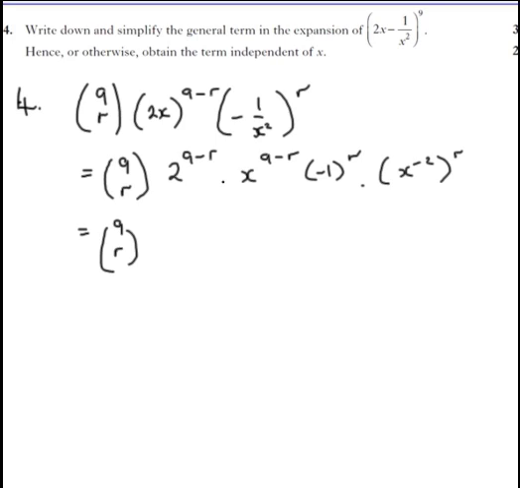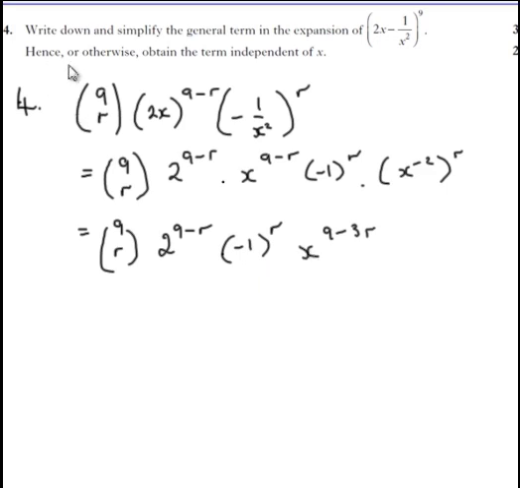which is 9 choose r times 2 to the 9 minus r. We'll rearrange the order so that the x's are at the end, and this will be times minus 1 to the r, and then x to the 9 minus r, and this is x to the minus 2r. We add the indices: 9 minus r plus negative 2r is 9 minus 3r. So this last term is x to the 9 minus 3r. So this is the general term.